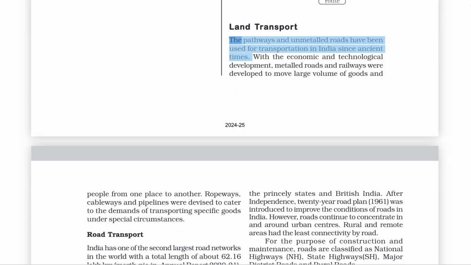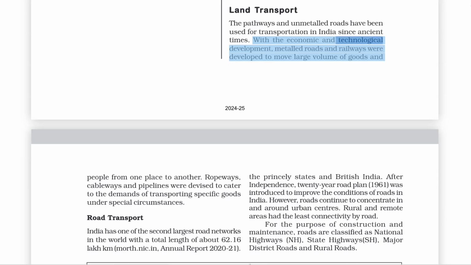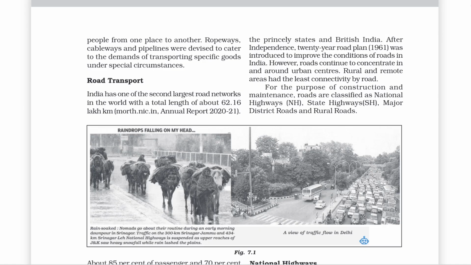The pathways and unmetalled roads have been used for transportation in India since ancient times. With the economic and technological development, metalled roads and railways were developed to move large volume of goods and people from one place to another. Ropeways, cableways and pipelines were devised to cater to the demands of transporting specific goods under special circumstances.